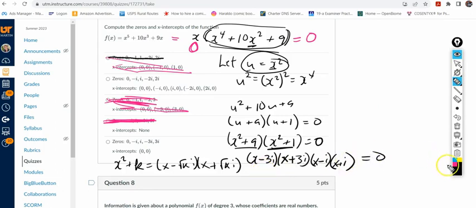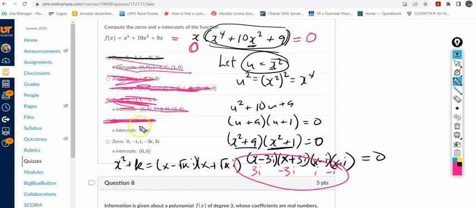And finally, I can solve for x. What will make that 0? If x is 3i, minus 3i, i, and negative i. Now, these are complex numbers. You do not get x-intercepts at complex numbers. So you could rule this one out because it had x-intercepts with i in it.